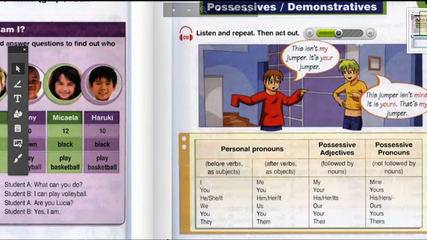This isn't my jumper, it's your jumper. This jumper isn't mine, it is yours. That's my jumper.